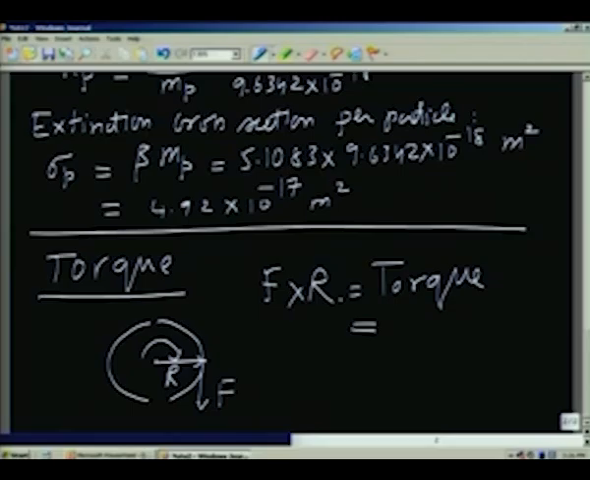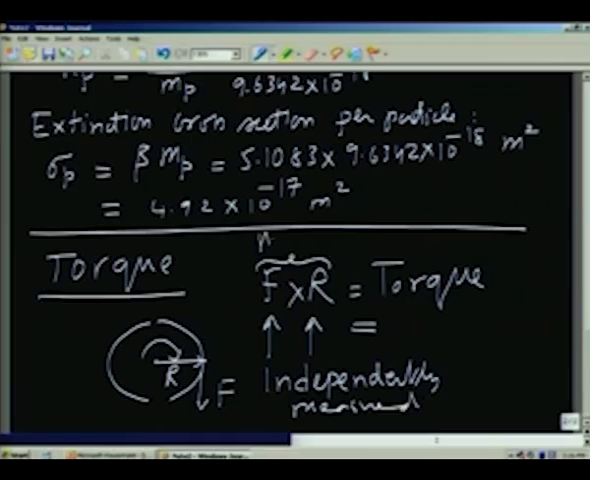So, we can see that we can measure the force and the radius separately and evaluate the torque, or we can think of some arrangement by which the torque can be directly measured. So, either measure independently or measure directly. Of course, direct measurement has some advantages, because the errors in measurement of F and R are going to translate into error in the measured quantity, and that can be avoided by measuring the torque directly.